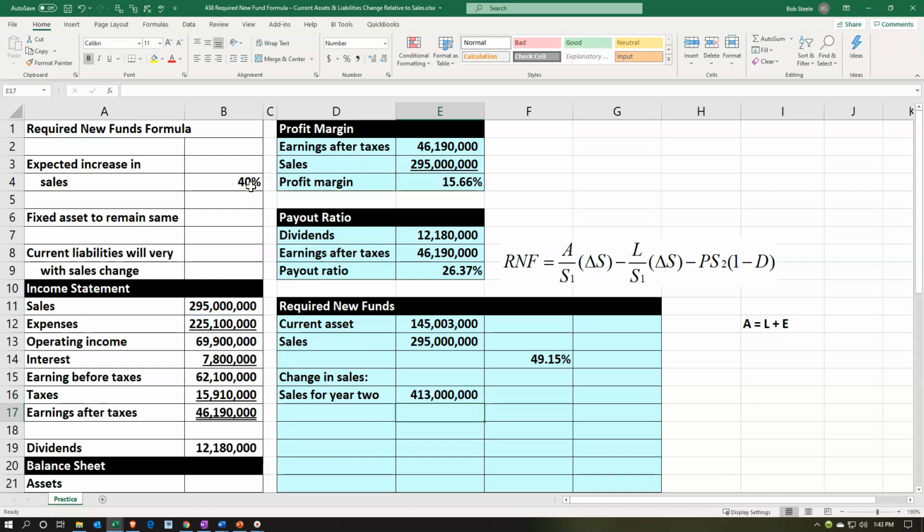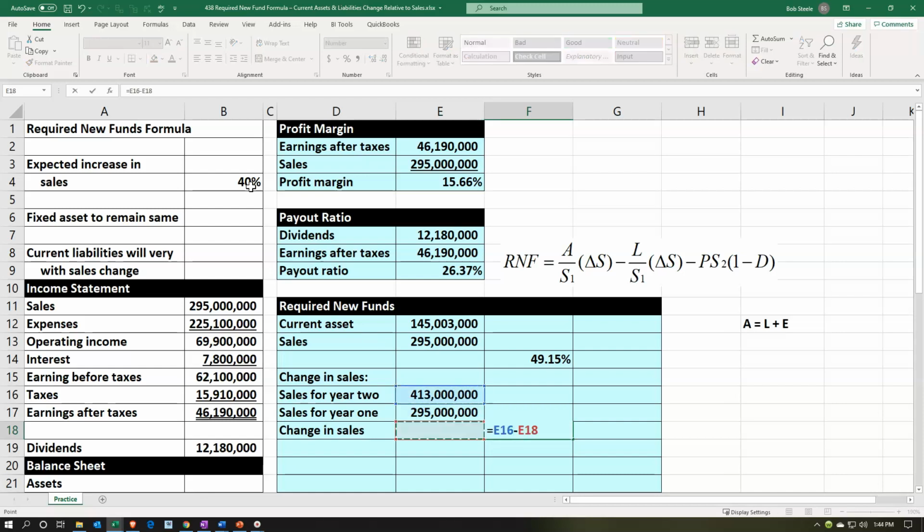Okay, so that's going to be the increase, and then we got the sales for year 1, which are simply going to be the sales that we have here. And that's going to be the change in sales. And I'll pull that into the middle column. So the difference is going to be the 413 minus the 295. That's going to be our change.